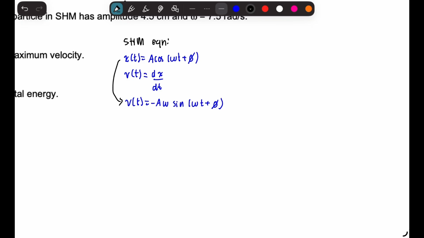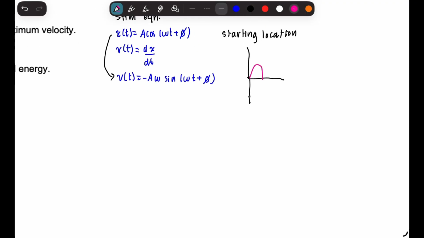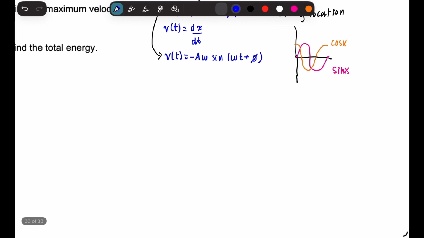Or it's going to be shifted in its starting location when you look at your graph. So when you have sine, it's like that. But when you have cosine, it's like that. Cosine x, and there's your sine x. So now what we have to do is find the max value.